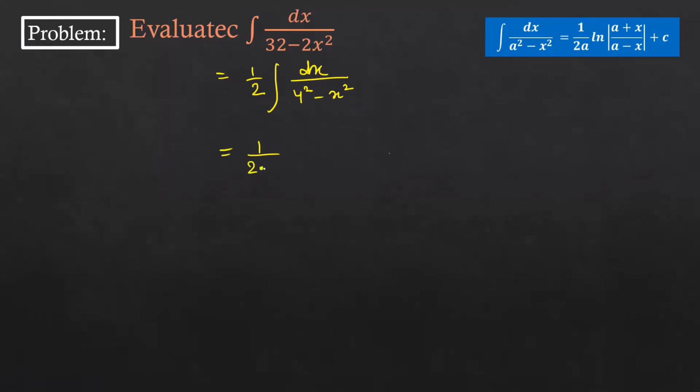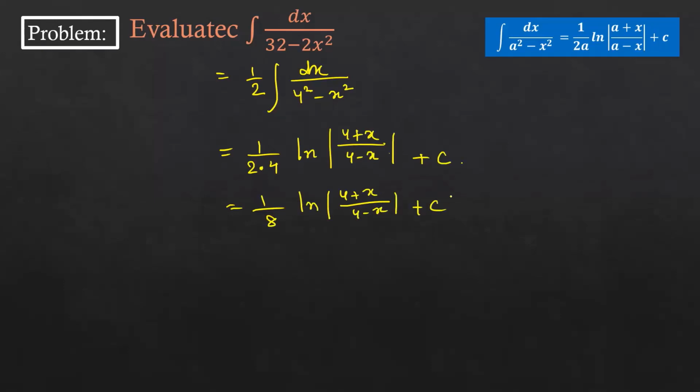That means 1 by 2 into, here you have 4, now with ln function of 4 plus x by 4 minus x of dx, and there is an integrating constant c. So this is the process how you can easily solve this type of problem. That means 1 by 8 into ln function of 4 plus x by 4 minus x plus c.